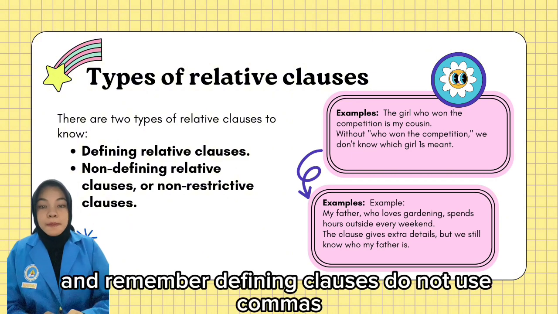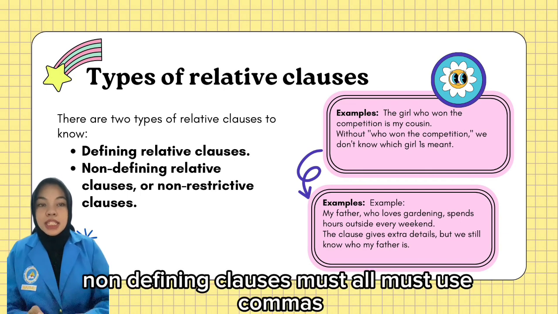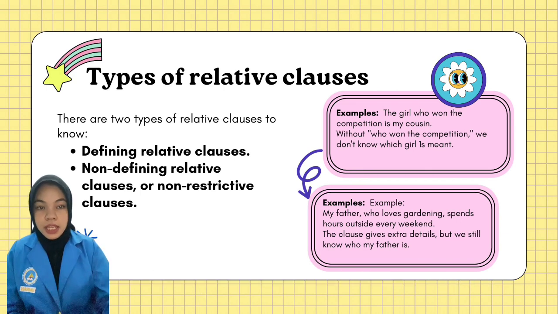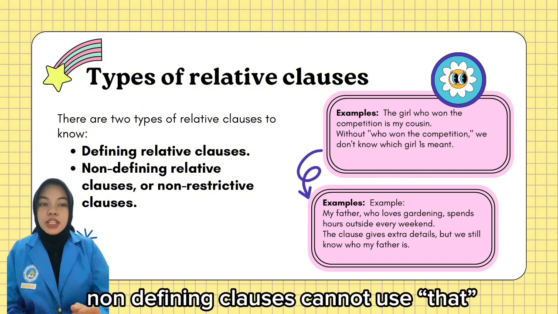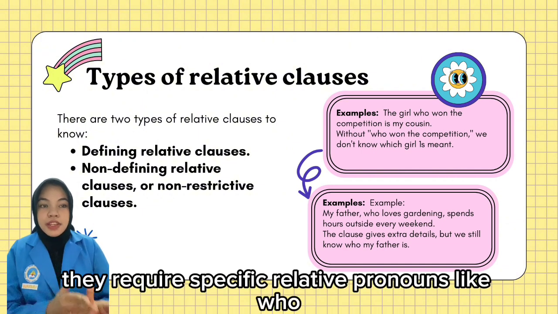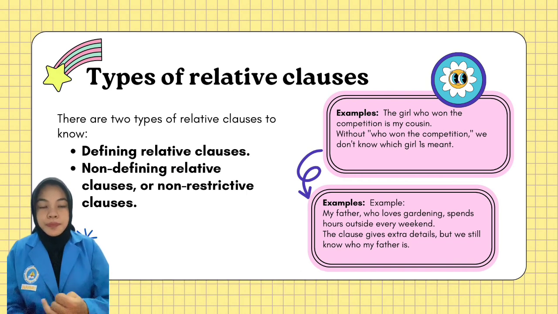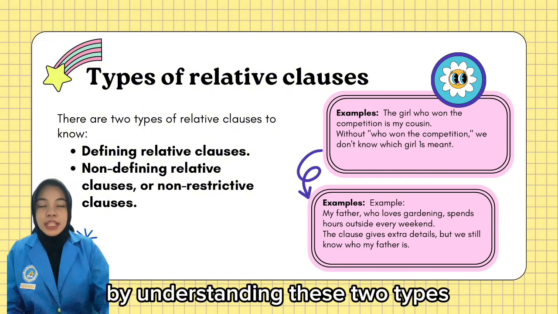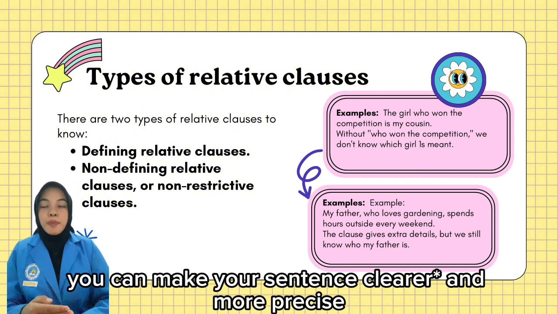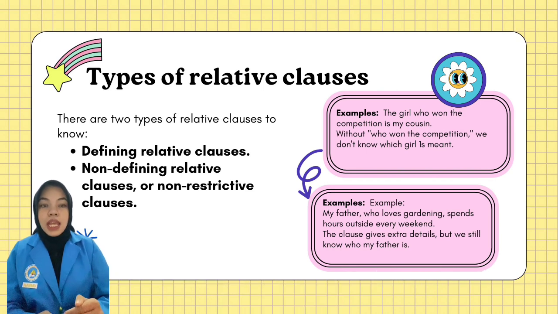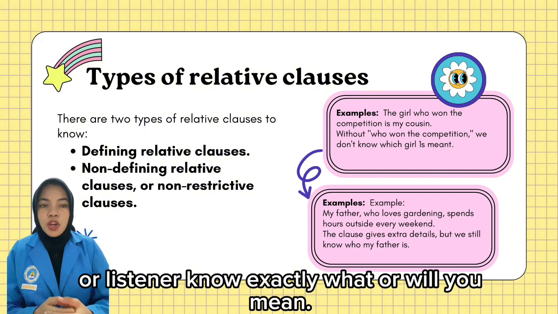And remember, defining clauses do not use commas. Non-defining clauses must use commas. Non-defining clauses cannot use that. They require specific relative pronouns like who, which, or whose. By understanding these two types, you can make your sentences clearer and more precise, helping your reader or listener know exactly what or who you mean.